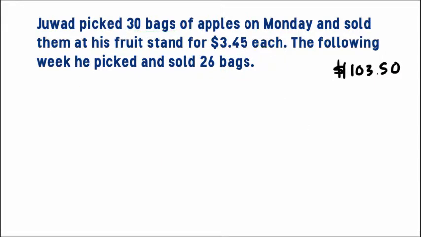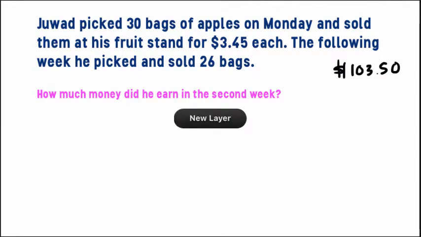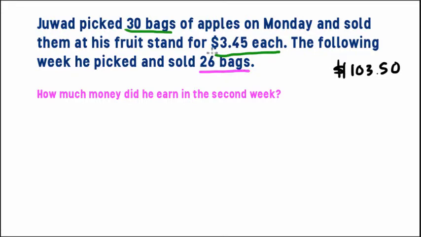And then we would move on to the next question. After getting rid of A, we have B. Well, B says, what happens when he comes into the second week? How much did he earn? Well, for A, we had 30 bags for $3.45. For B, we have 26 bags for $3.45. So we need to use the same math.